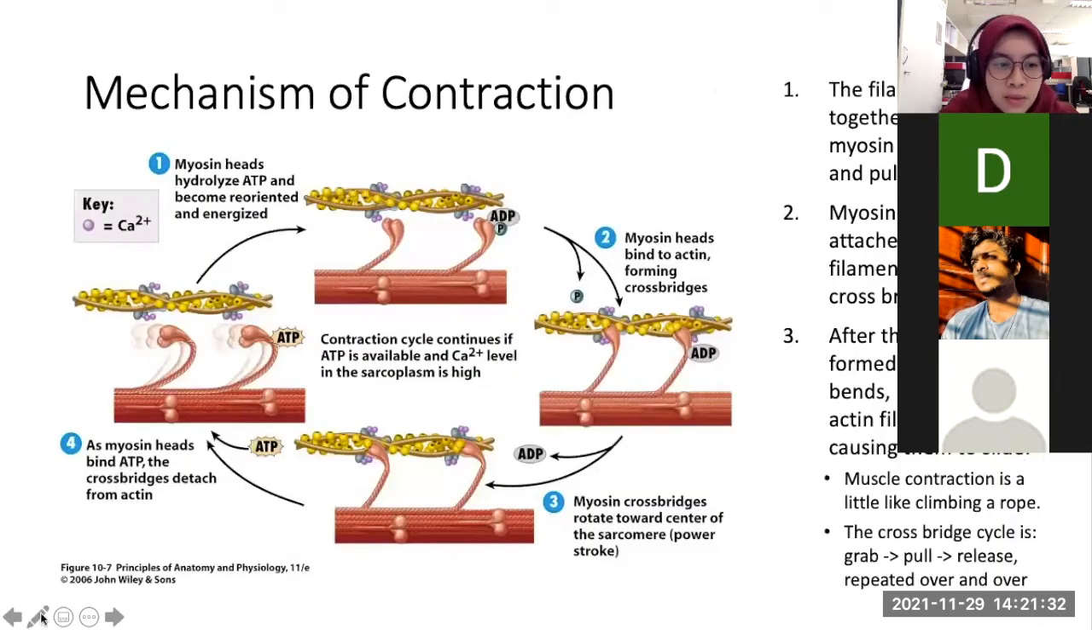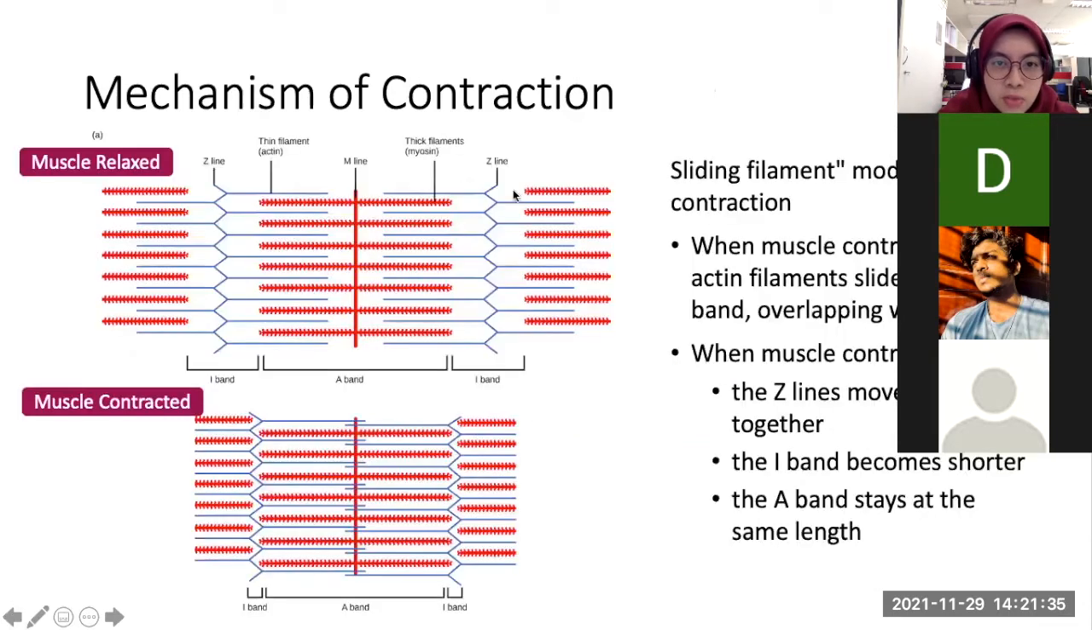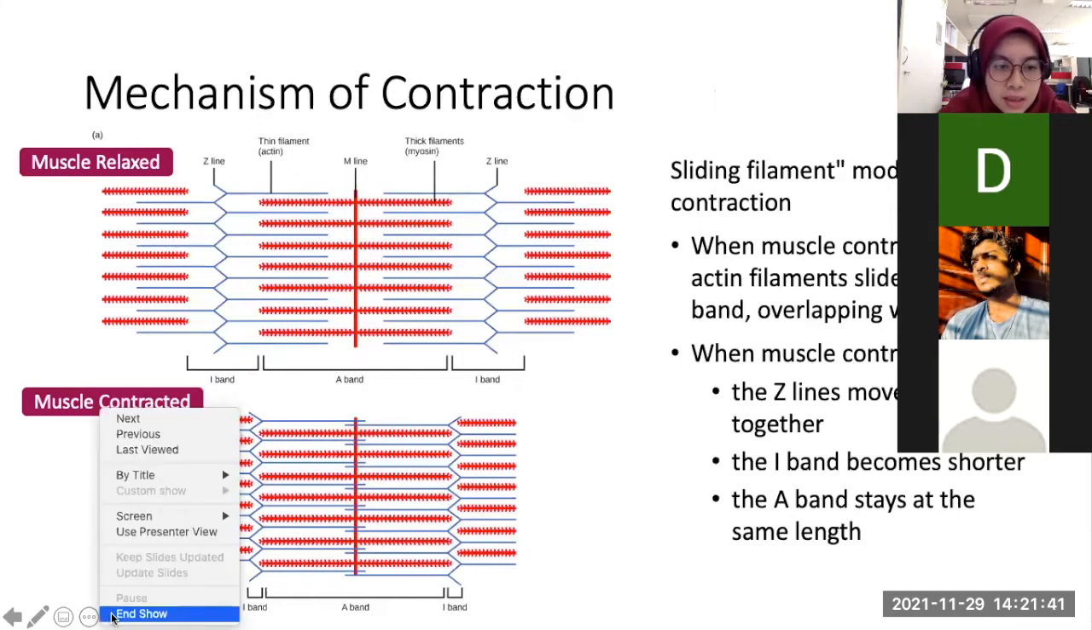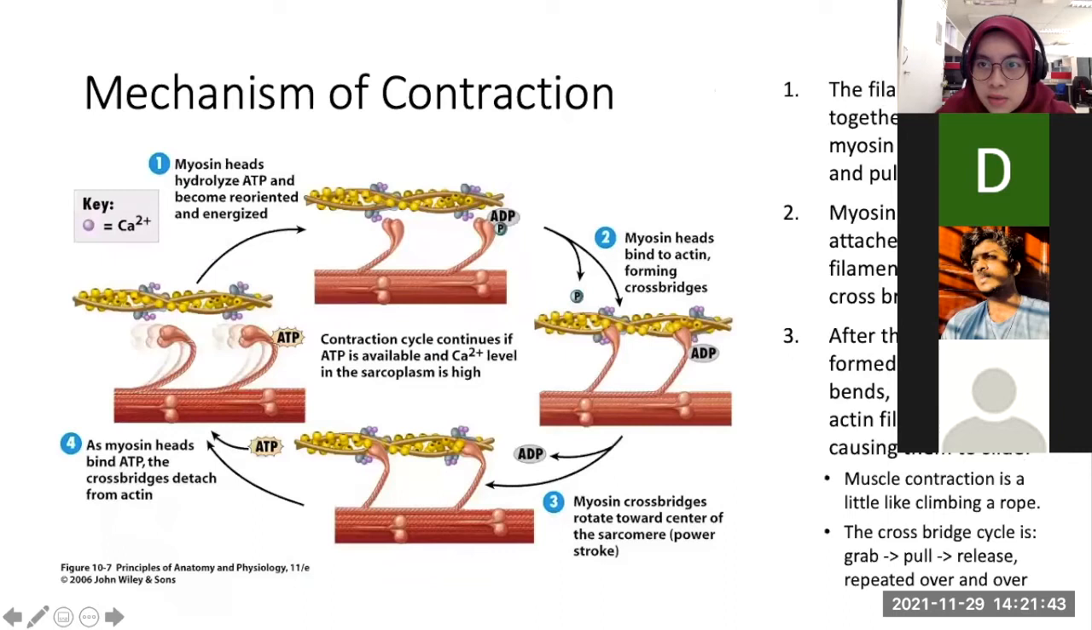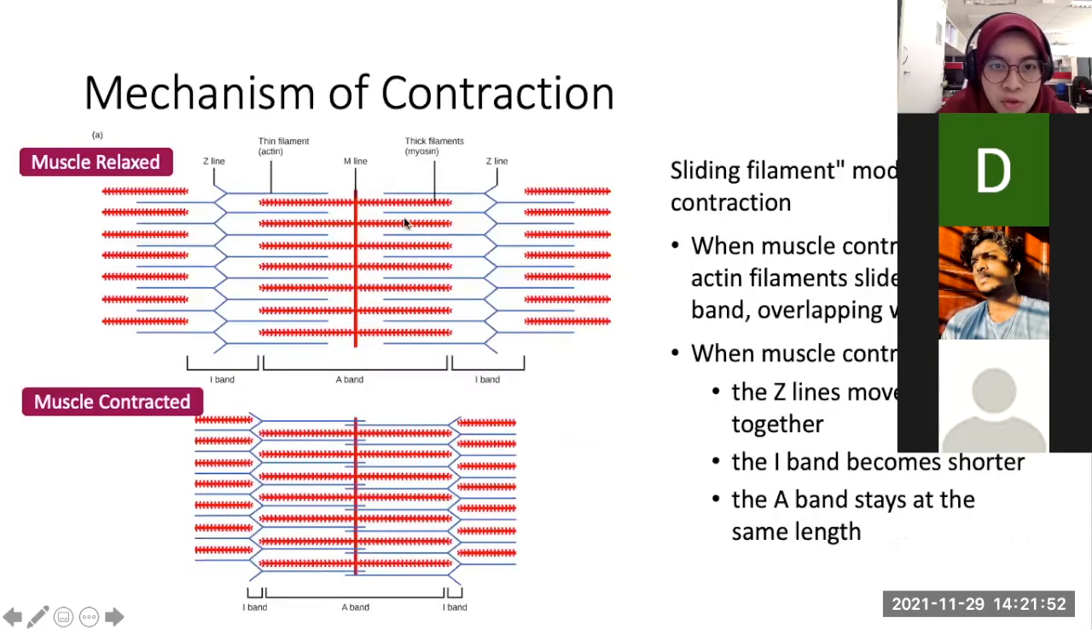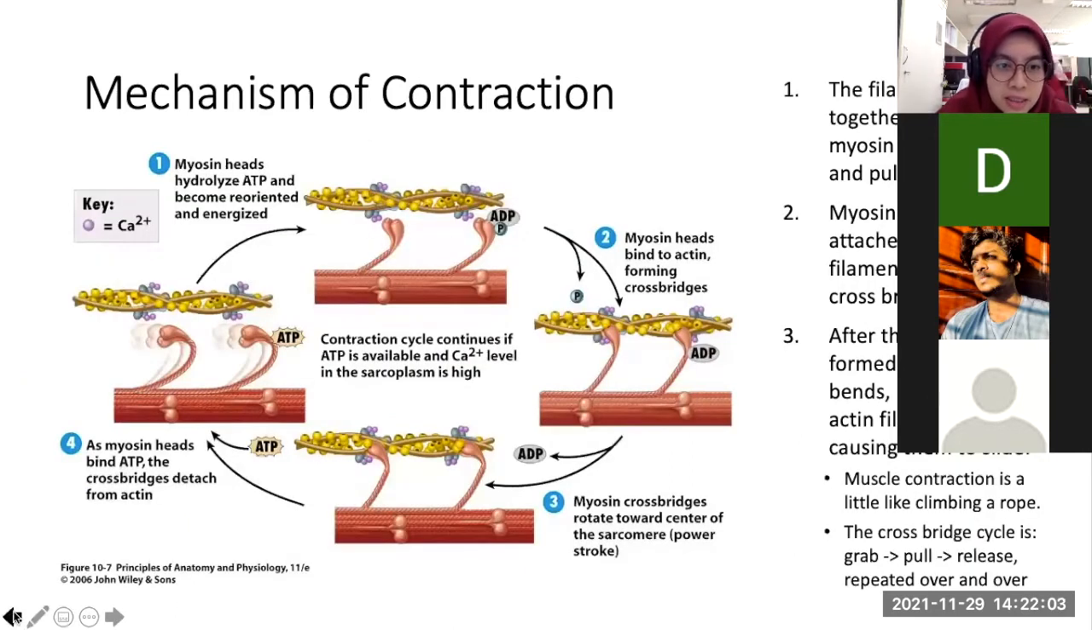So what causes this actin filament to move and eventually overlap with the myosin is that the myosin is actually attaching to the actin and pulling it. If you zoom in a bit more, this is the myosin filament. These tiny projections are the myosin head. This area represents this area just now. So the filaments will slide together because myosin attaches to actin and pulls it.